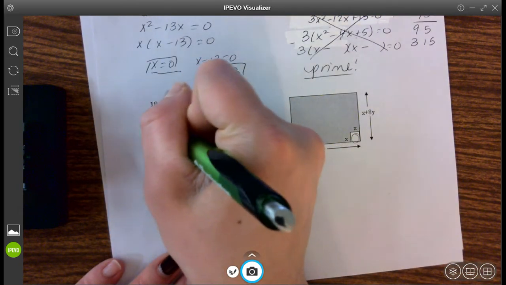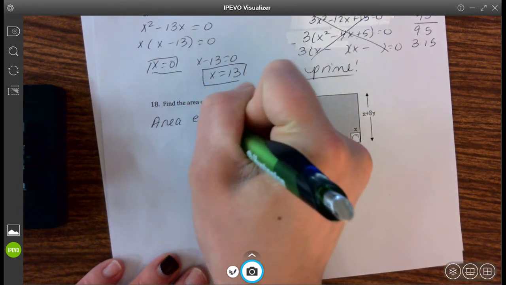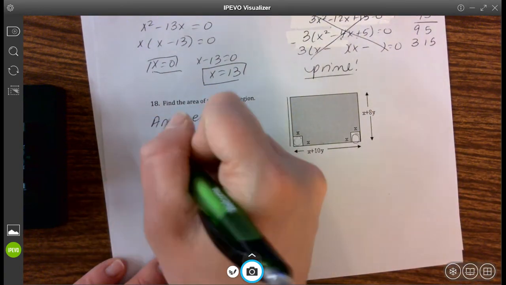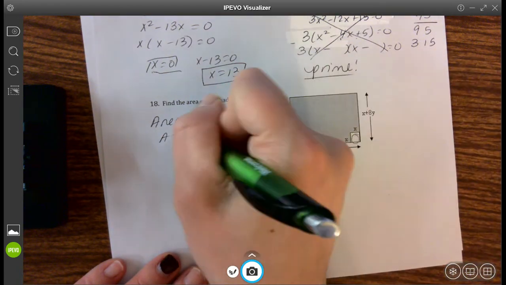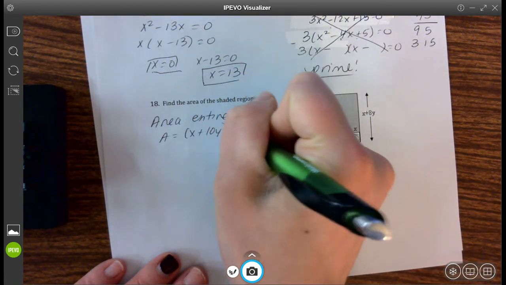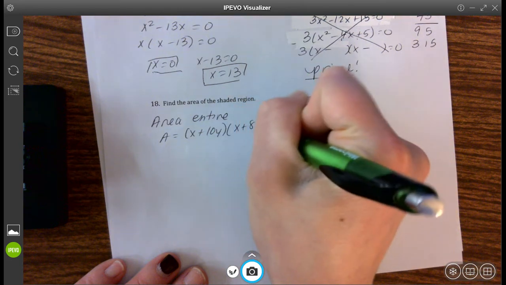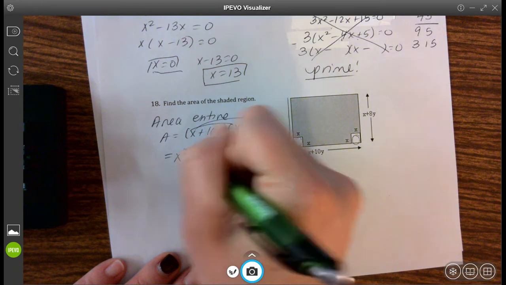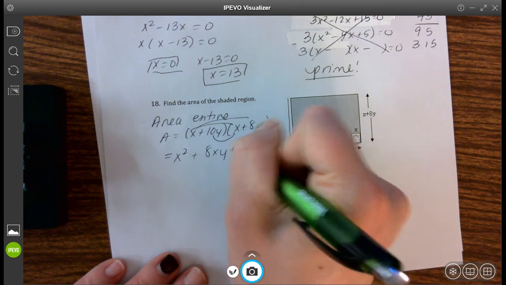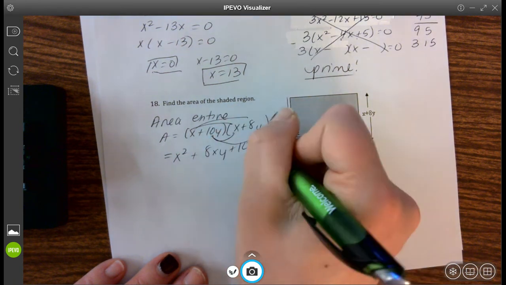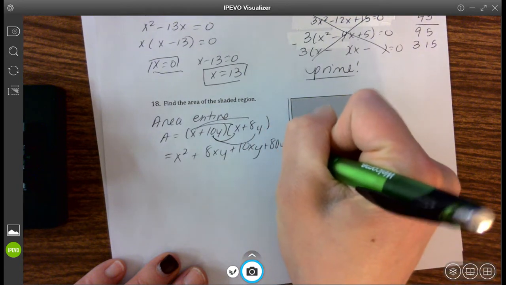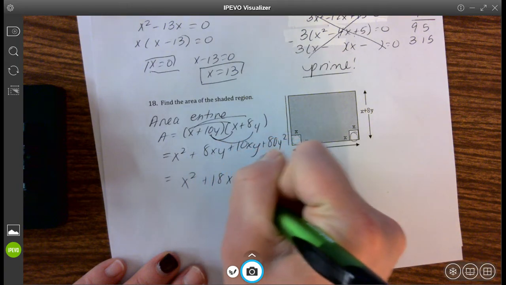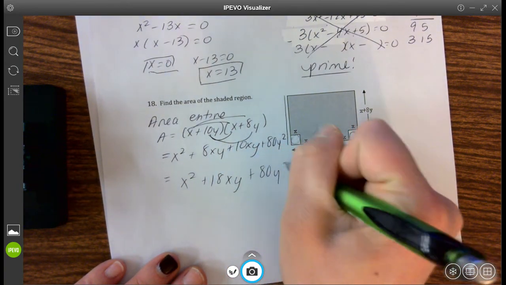So the area of the entire thing is length times width. So area of the entire thing is x plus 10y times x plus 8y. You're going to get x squared plus 8xy plus 10xy plus 80y squared. So the area of the whole thing is x squared plus 18xy plus 80y squared.